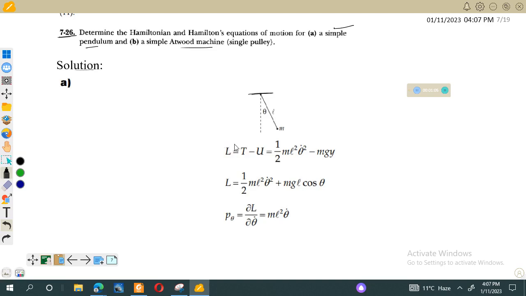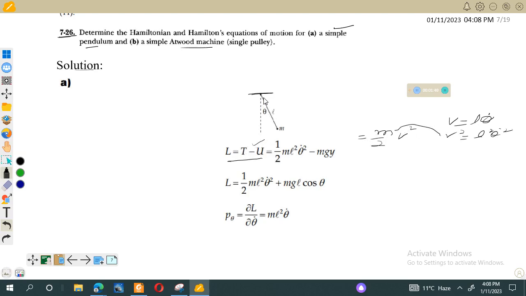So the Lagrangian for this system will be equal to T minus U. The first is kinetic energy. Kinetic energy will be equal to m over 2 v squared. You know that v will be equal to L theta dot. So v squared will be equal to L squared theta dot squared, and then we plug this v squared into this equation, and this will give us the kinetic energy.